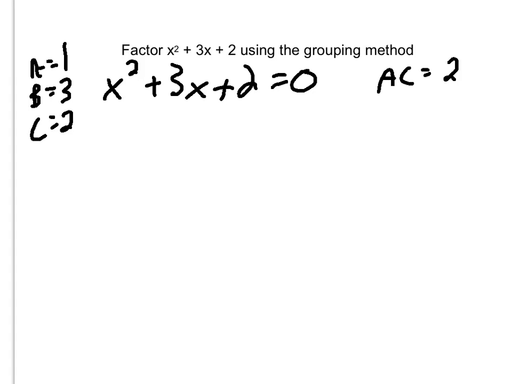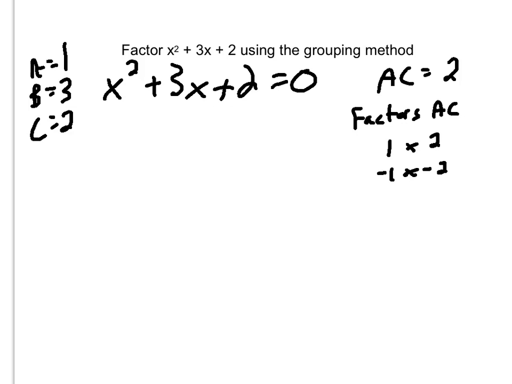Step 3 now is to find factors of A times C that add up to B. So I want to find factors of AC, and they have to end up adding up to B. The first thing I want to know is what are the factors of AC? The factors of positive 2, I can take 1 times 2, or I could also take negative 1 times negative 2.